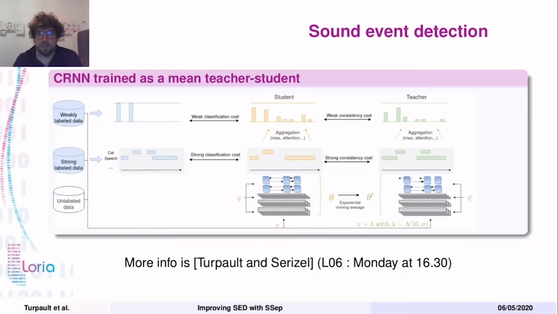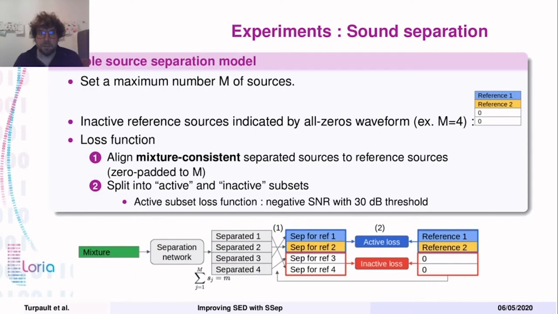So let us first take a look at the sound event detection system we are going to use. It's a CRNN trained as a mean teacher student. The most important part for the rest of the talk is that we are relying on the CRNN. If you want more info about the system, then you can check the presentation by Nicolas Turpault on L6 at 4:30 on Monday.